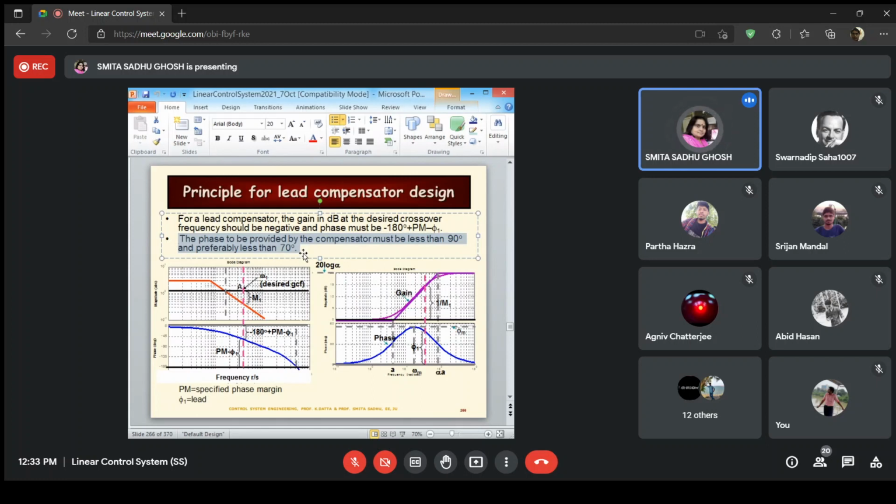In case the plant is such that there is no frequency where you can find that, then you have to abandon the idea of using a single lead compensator. We have to go for other means, right?